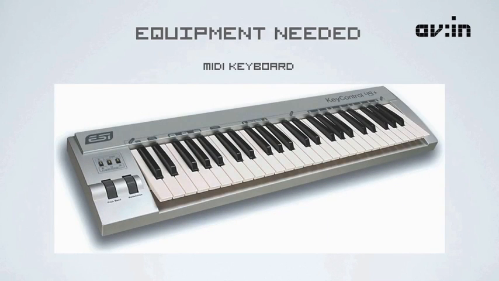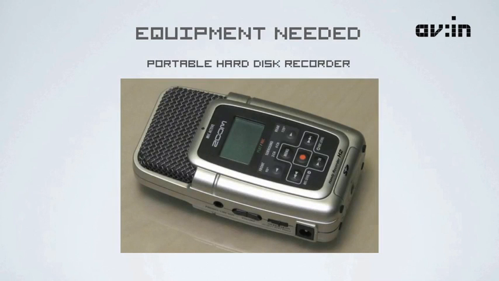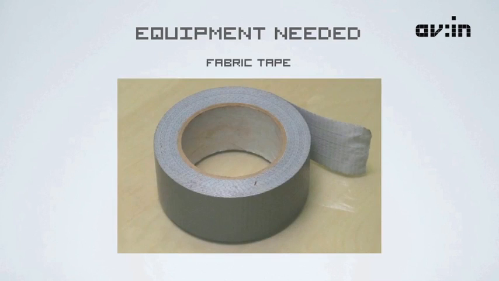A MIDI keyboard and MIDI lead, useful for playing in lines and triggering samples. A DI box is useful, but these are generally used on stage to lift the signal of an instrument, but are also useful in the studio to lift the grounding of an instrument that is buzzing or has an unwanted hum. A portable hard disk recorder with mic can be useful for field recordings. And the producer's best friend, fabric tape, also known as gaffer tape or duct tape. Great for taping down cables and for strapping microphones to difficult places.